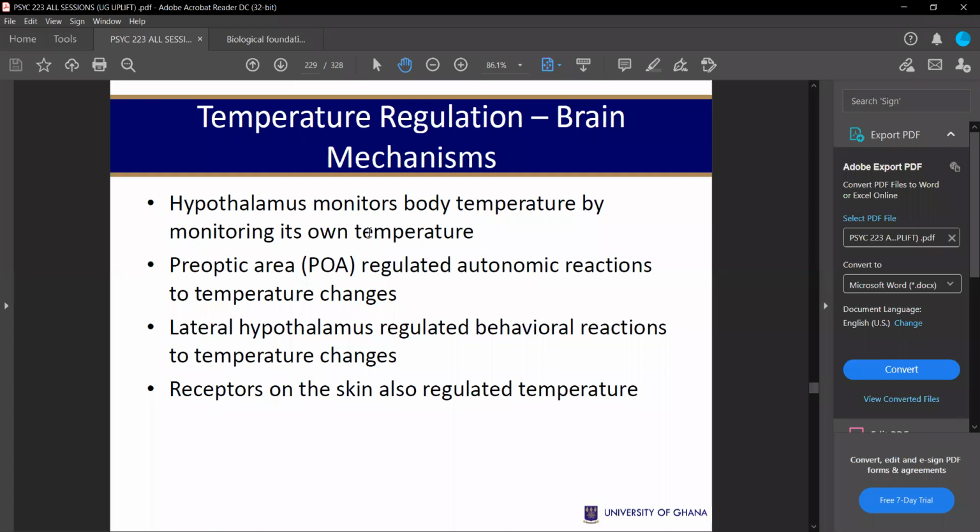It all boils down to your hypothalamus. The hypothalamus, all these areas that we are talking about, the preoptic area, the lateral hypothalamus, they are all within what? The hypothalamus. And the hypothalamus, its function is to monitor your temperature. So you are moving on, all of a sudden, you are in a cold situation. Then you've moved to a place which is quite hot. Definitely, your hypothalamus will signal to you that the temperature is different.